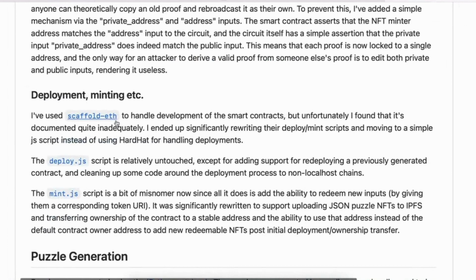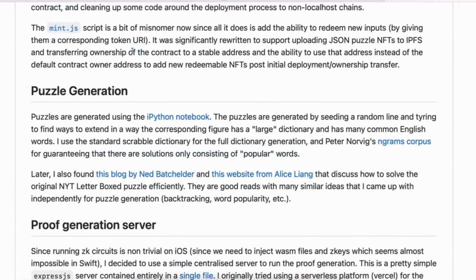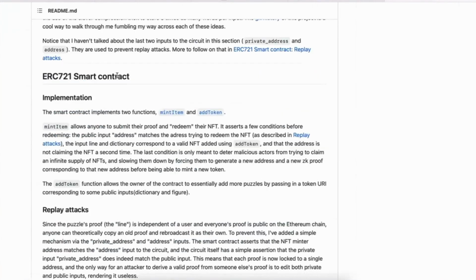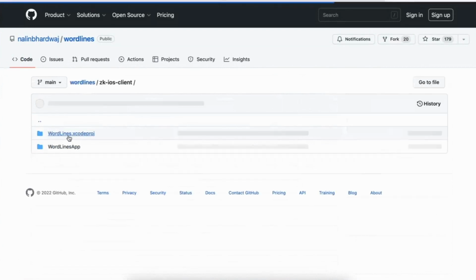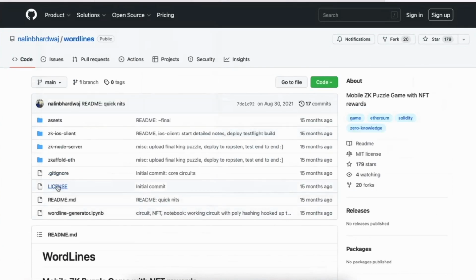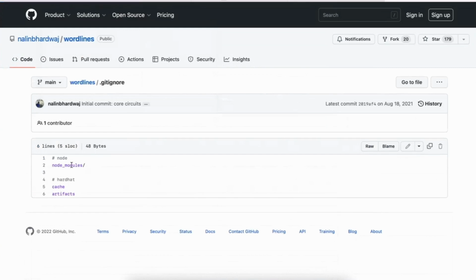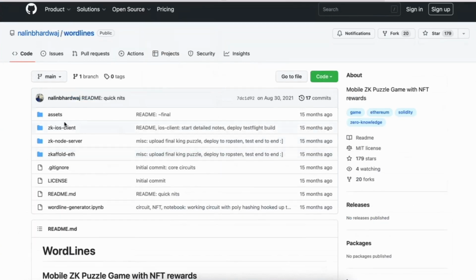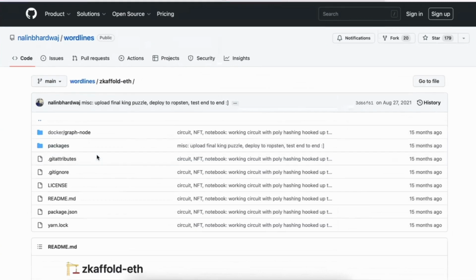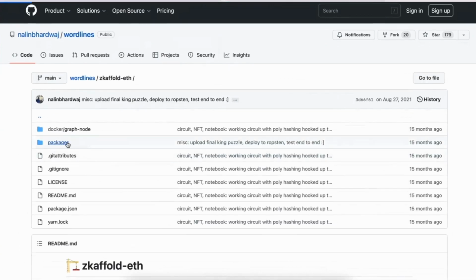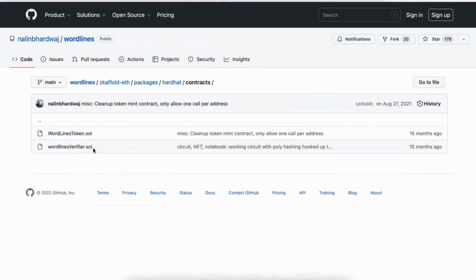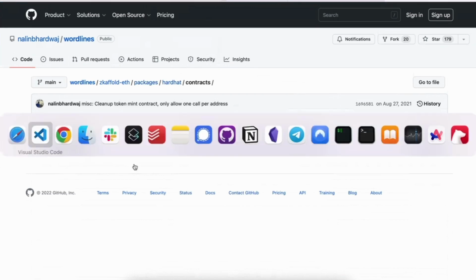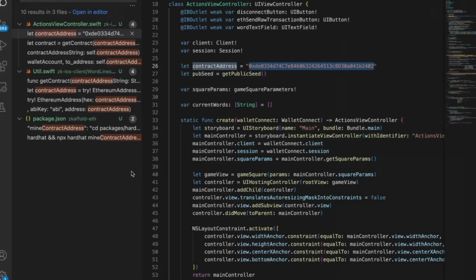Why is the smart contract not in the... That's very weird. It's not the first thing I've seen where they put their smart contract in their git ignore. It's not in the client, it's not in the server, it's not... Let's check there. Wait. Let's go highlight. Oh. Contracts. Why is it not... Oh my god. Oh, there's the verifier as well. So word lines verifier, right?